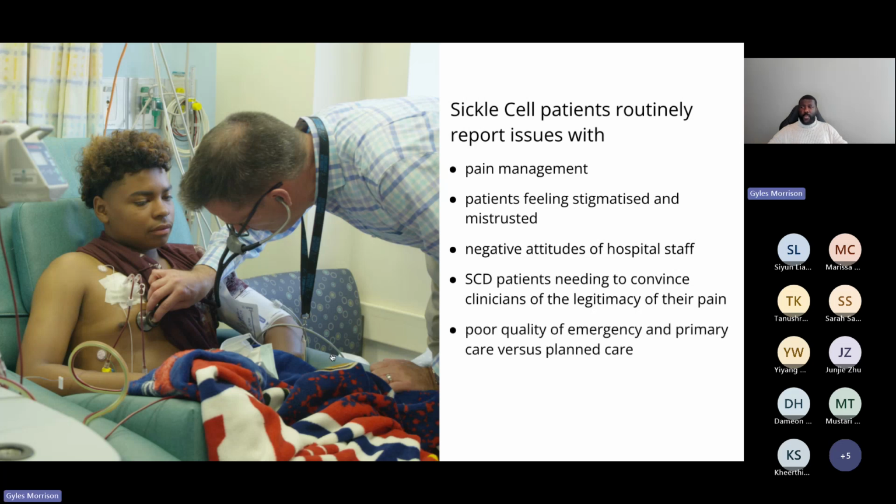And then there's a lot of poor quality of emergency and primary care versus planned care. So when the hematologists are involved, these patients have a great experience. But when no one really knows about sickle cell or doesn't feel confident in treating it, they won't really do what patients need or deserve.